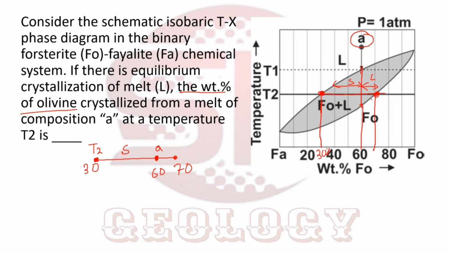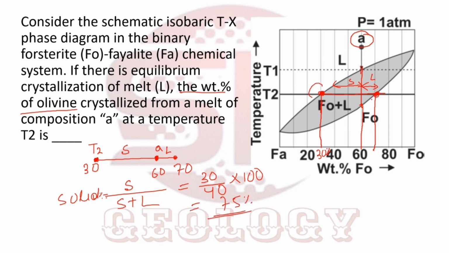This will be your solid percentage, this will be liquid percentage. The solid segment divided by solid plus liquid will give the solid percentage. The solid segment is 60 minus 30, it will be 30, divided by 40, into 100. So it will be 75%. So at this point 75% olivine will crystallize. The weight percent of olivine will be 75%.